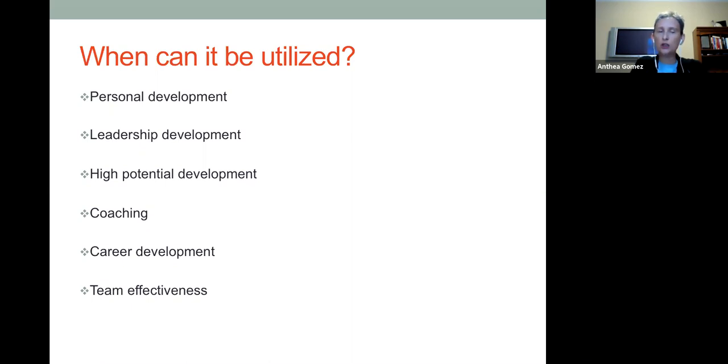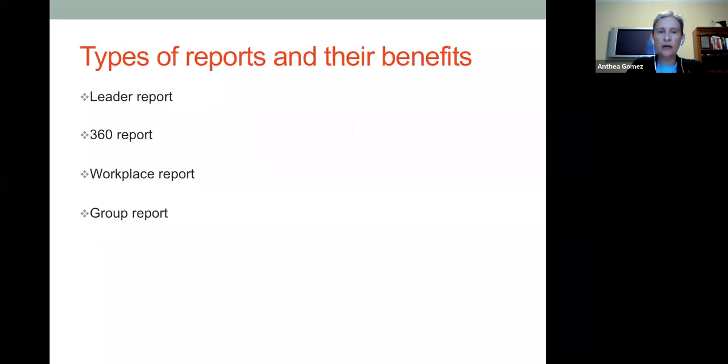It's how do we take a look at the individuals we've identified as part of the succession planning process, and do they then have the right level of emotional intelligence to get them to the next level. So types of reports and their benefits. There is a leader report, which is what is called for everyone, even if you do it as an individual. It's called the leader because it's leadership of self. The 360 report is self-explanatory.